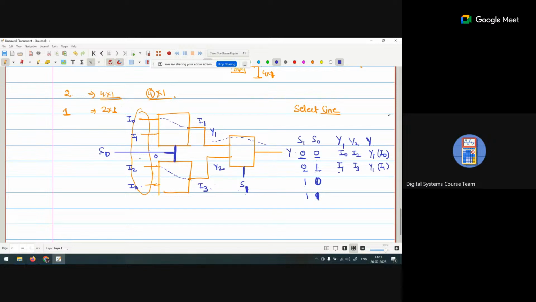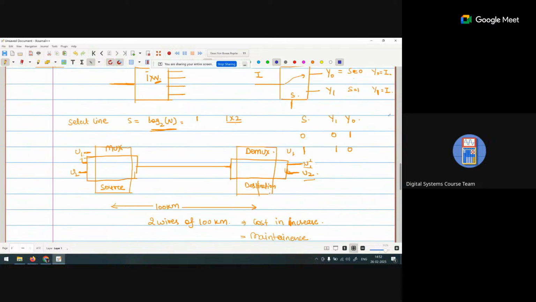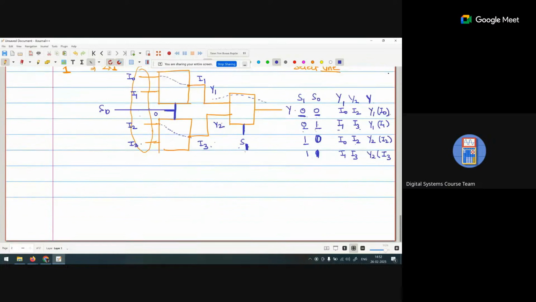When it becomes 1 0, again S0 is 0, so we are getting I0 and I2. And when S1 is 1, we are getting Y2 as the output. And what is Y2? I2. And when both are 1, we are getting I1 and I3. And what is output Y? Y is Y2, and what is Y2? That is I3. Now we are getting the correct sequence: 0 0 I0, 0 1 I1, 1 0 I2 and 1 1 I3.